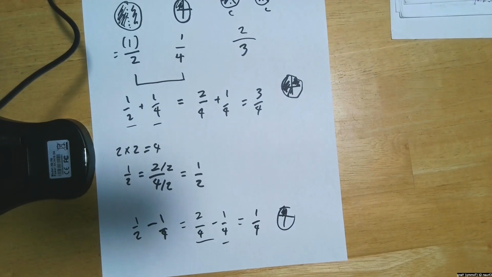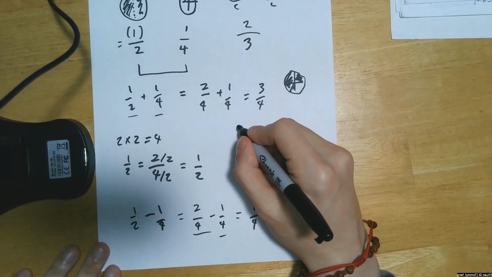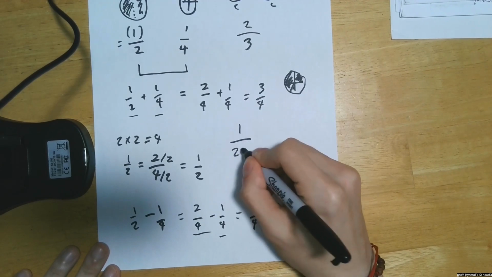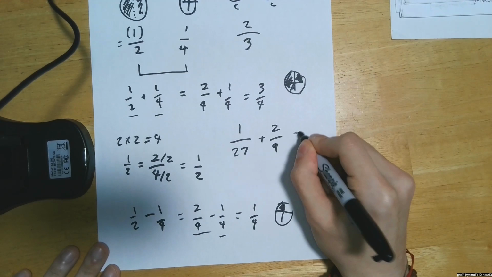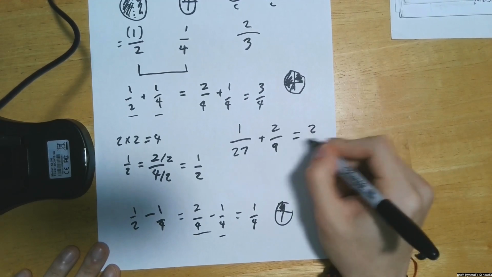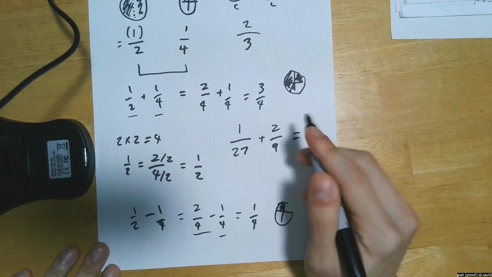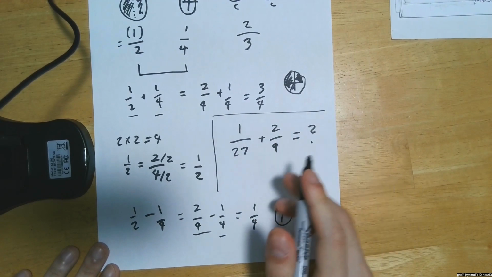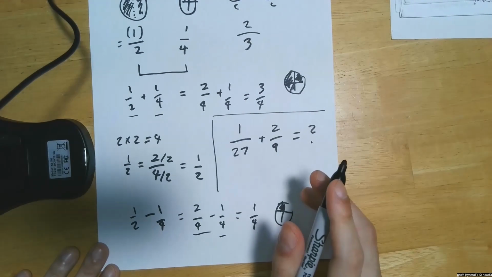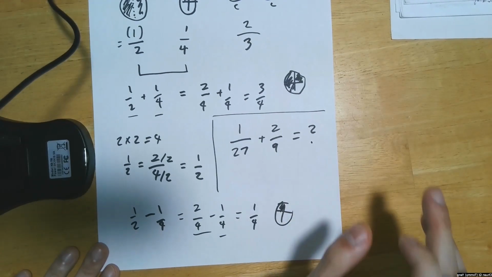Now, this might be a bit tricky if we're dealing with weird numbers. Like let's say we have something like 1 over 27 plus 2 over 9. And we're trying to ask, what happens when you add these two? Well, this is the moment where you have to understand your times tables, essentially, what multiplied by what or what divided by what makes what.